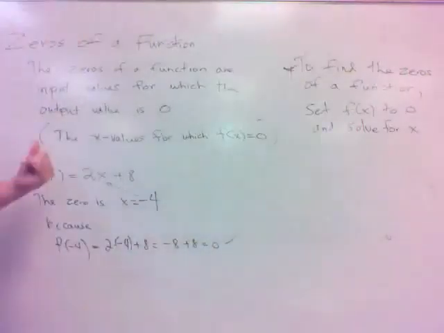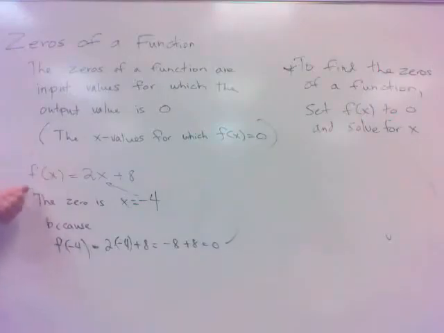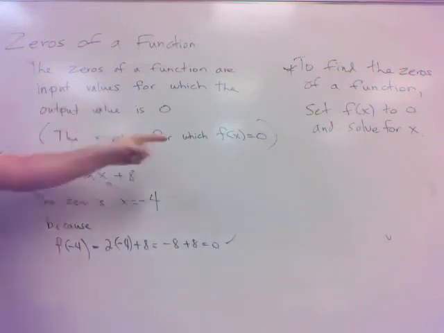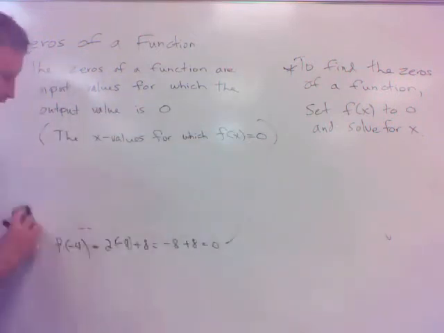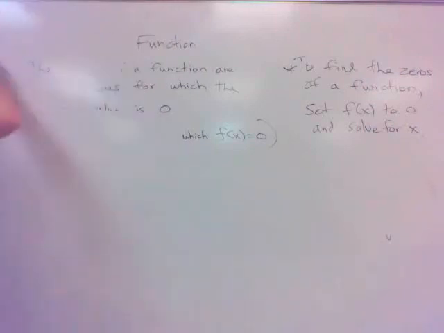Because that's what you want, right? You want the f of x to be 0. We could have done that with this one. Set the f of x to 0 and then solve that out, and you get x is negative 4. But, yeah, that's how you find zeros of a function. Set the f of x to be 0 and then find your x. Okay? All right, so let's find a couple of zeros here.